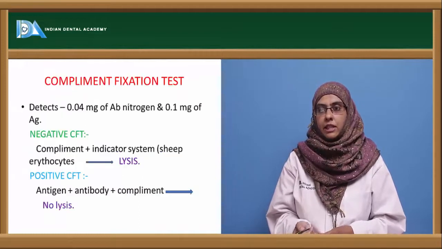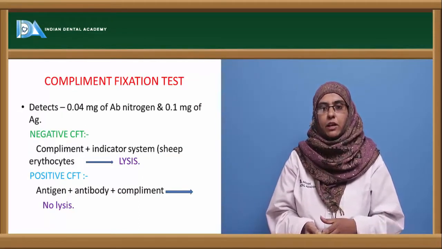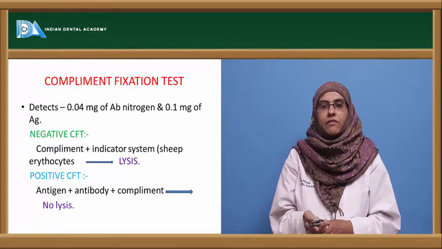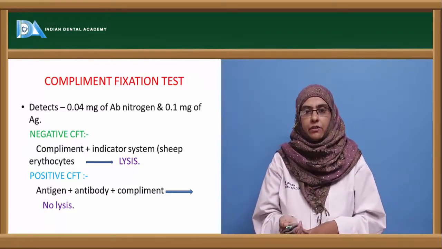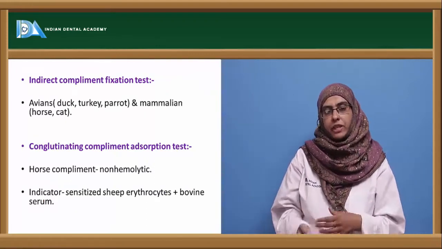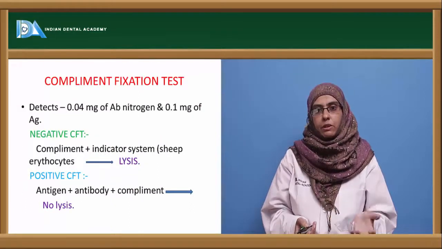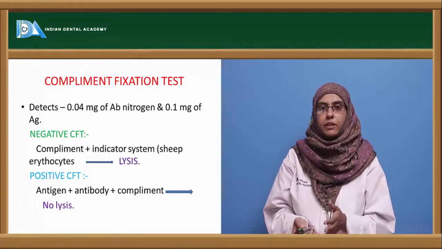So here the example of the tests that are mostly used to carry out the complement fixation test is the Wassermann test for the detection of syphilis. Now there is certain modification of this complement fixation. There are some antibodies that do not fix the complement of the guinea pig.